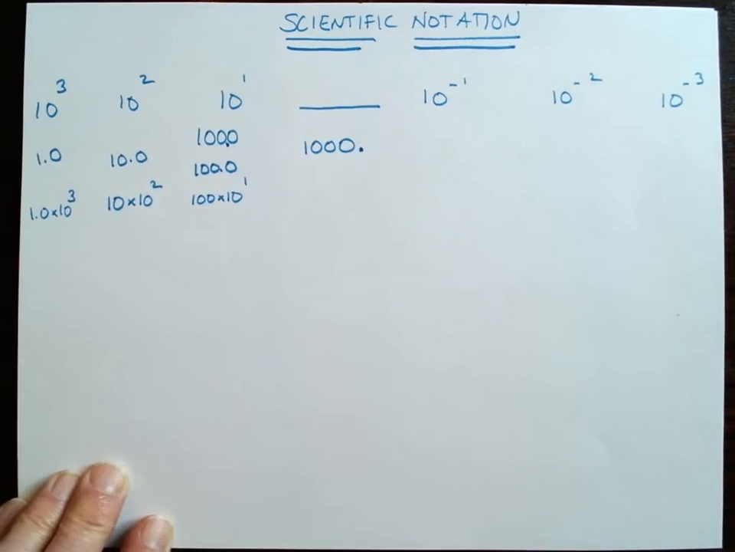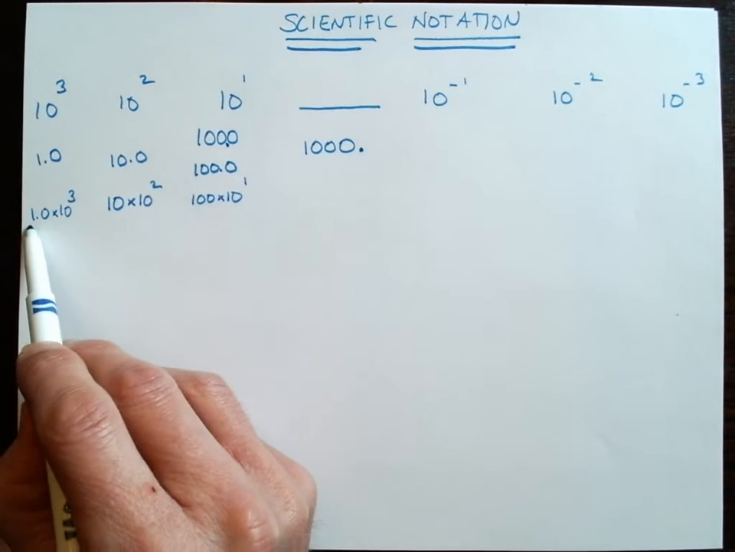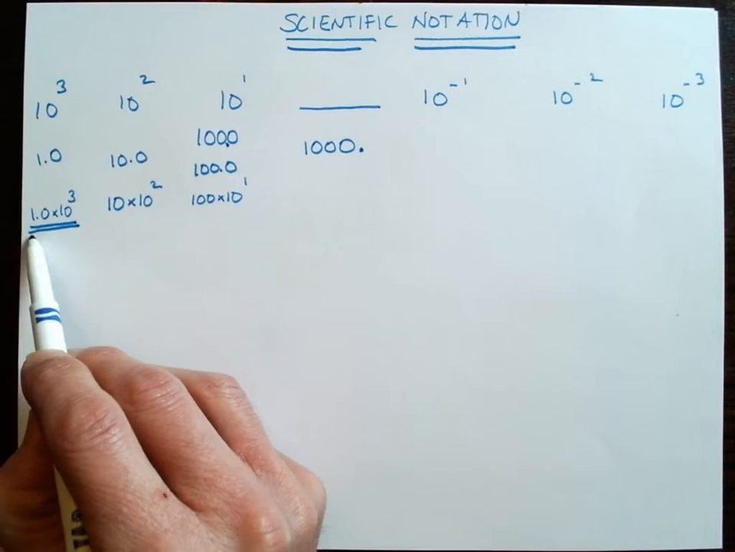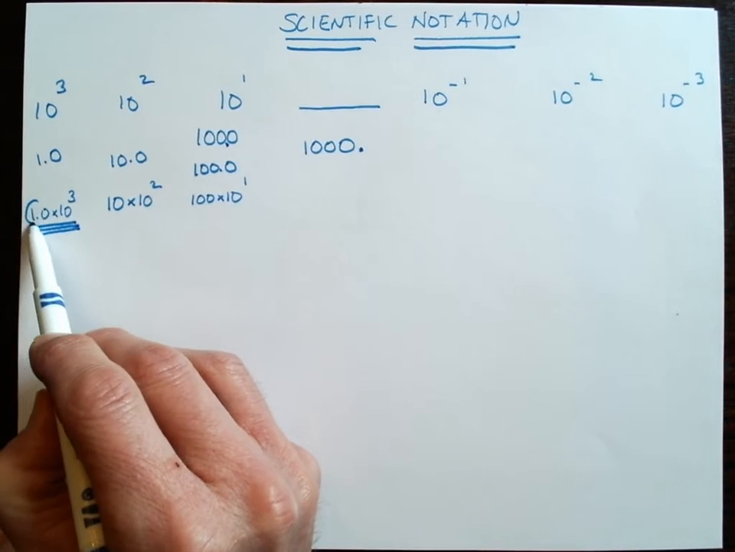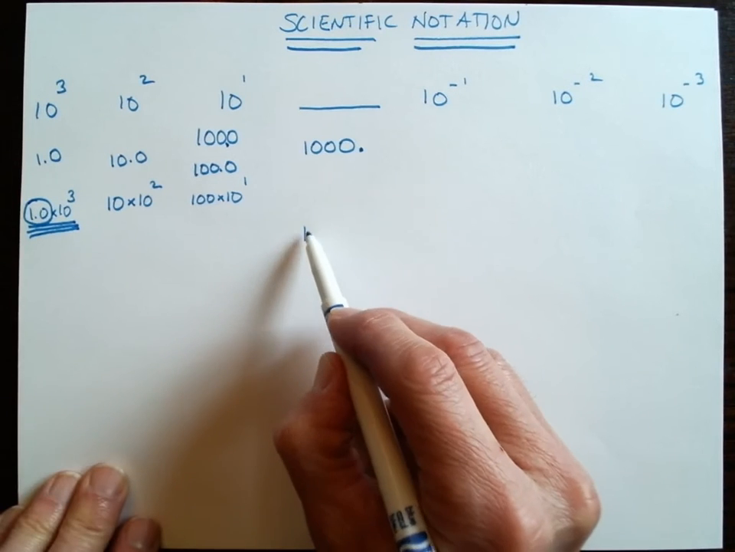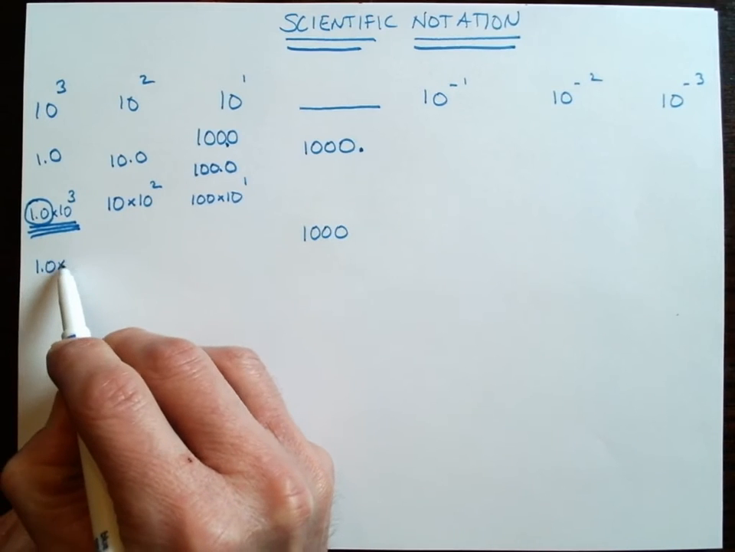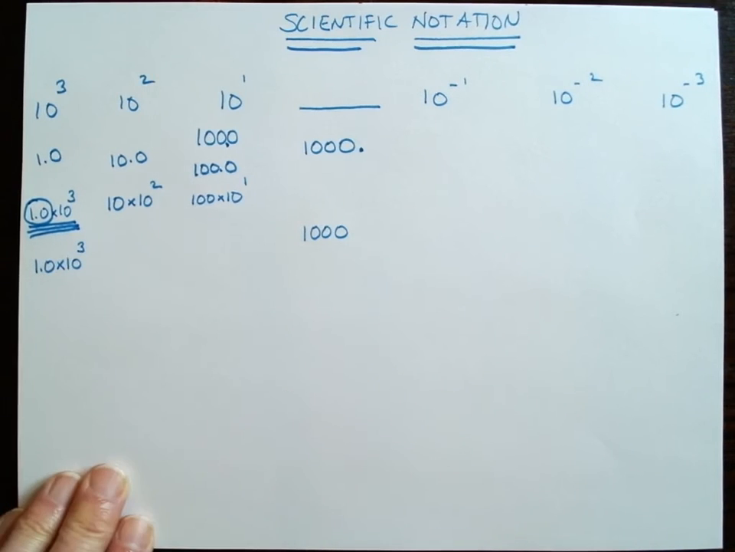Generally speaking, when you write a number in scientific notation, you write that number in this fashion so that the number out in front is somewhere between 1 and 10. So if I wanted to write the number 1,000 in scientific notation, I'd write it as 1.0 times 10 to the third.